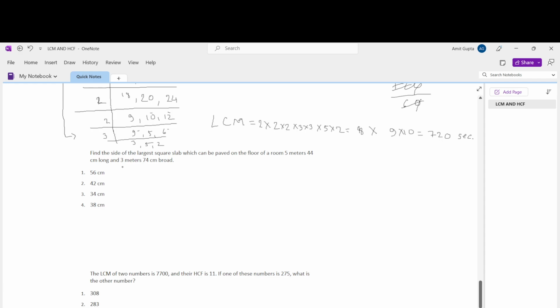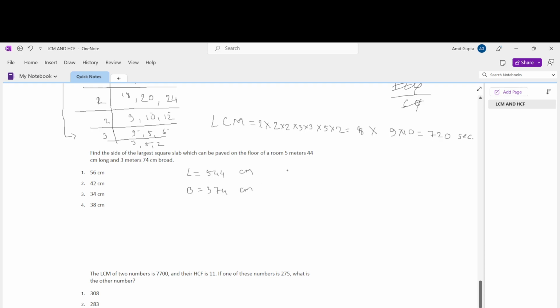We have another question here. Find the side of the largest square slab which can be paved on the floor of a room 5 meters and 44 centimeters long and 3 meters 74 centimeters broad. So let's write the length and breadth in centimeters. Length is 544 centimeters. Breadth is 374 centimeters.